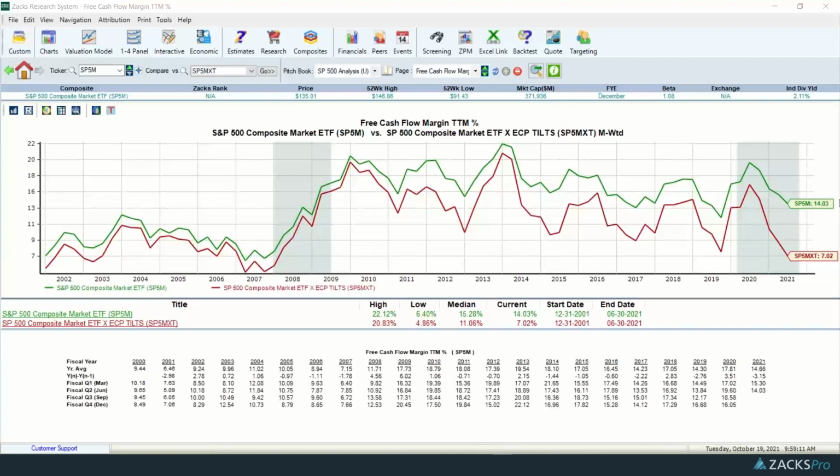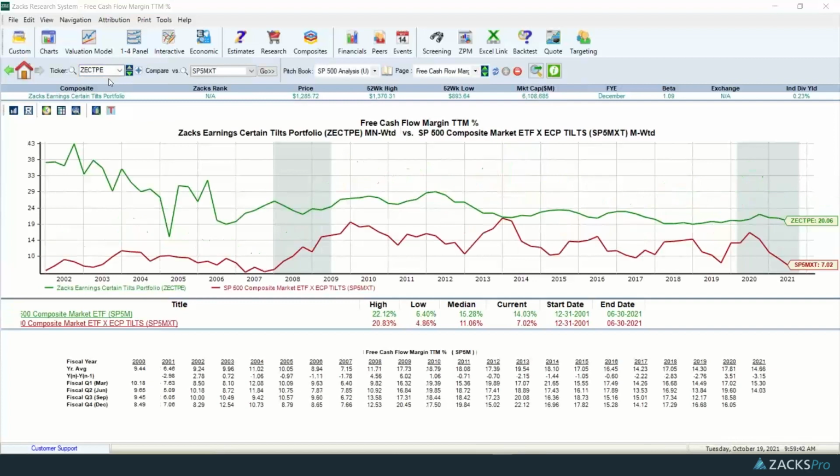So free cash flow margin is sitting around 14% for the S&P 500 as a whole with mega cap tech. If you remove those ECP mega cap tech names, it literally gets cut in half, okay? So this is literally free cash flow divided by revenues. Free cash flow is your operating cash flow plus your changes in property, plant, and equipment, divided by your revenue line. And this is substantial. If you take a look at what the earning certain tilt names do in the core, you can see how substantial this is.